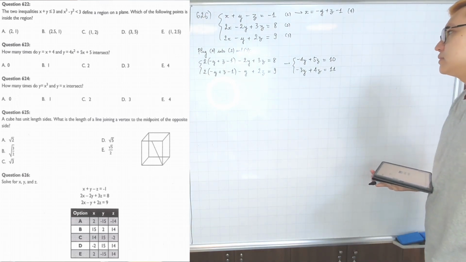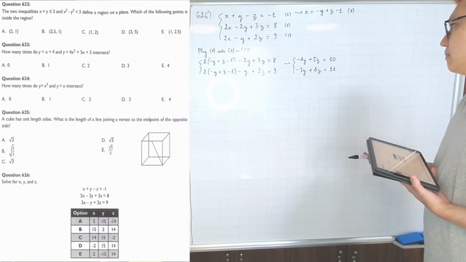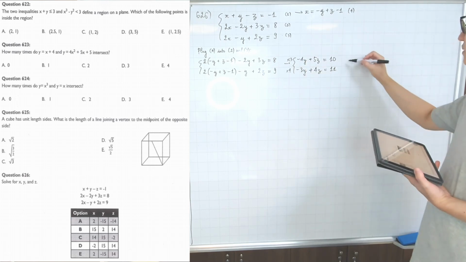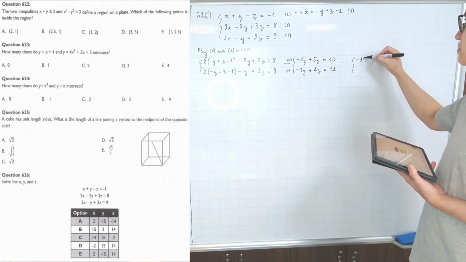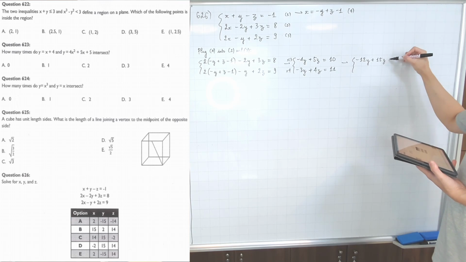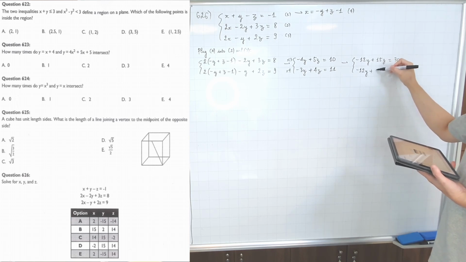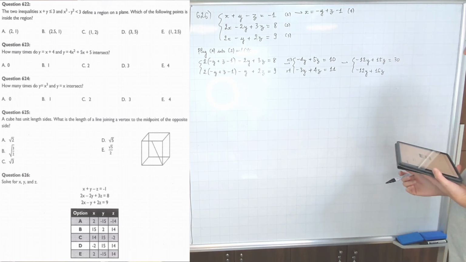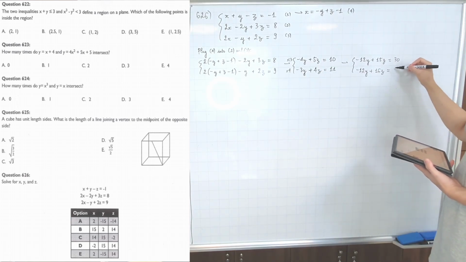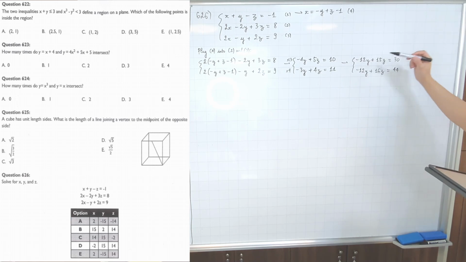Now, we have to find a way. Let's just times 4 here, and then times 3 here. So you're gonna have minus 12y plus 15z equal to 30, and then minus 12y plus 16z equal to 44. And then take this down here minus this up here, right?